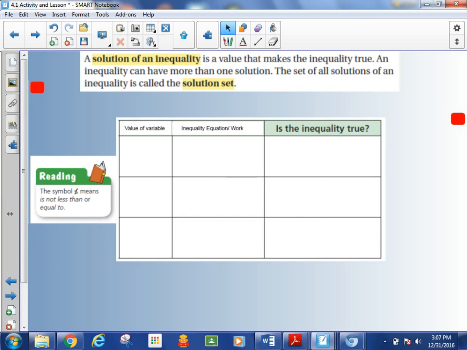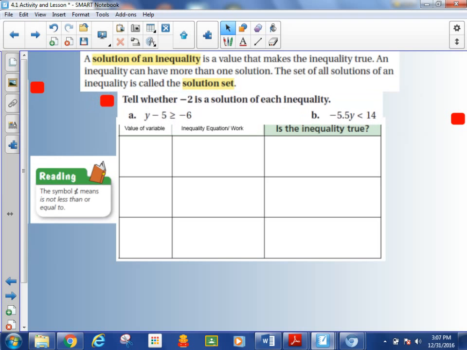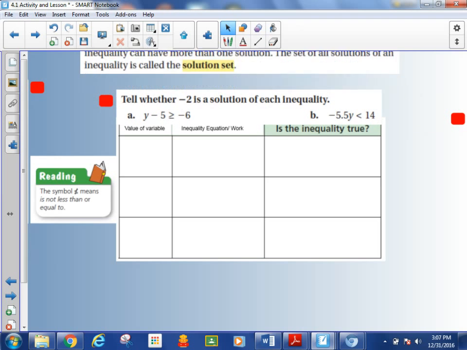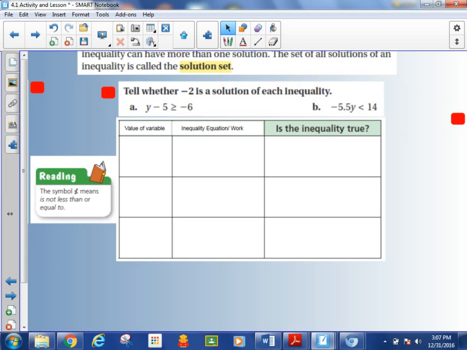Okay, so we've got this table. I'm going to pull out some samples that we can use. So it says tell whether -2 is a solution of each of the inequalities. So for both of these, we're going to use -2.